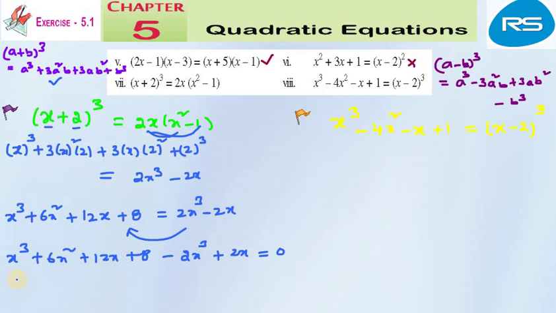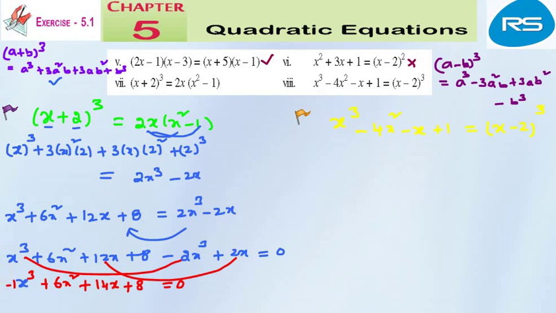Now we need to simplify. So what will you get? These are like terms. So 1 here and minus 2, what will you get? Minus 1x cube. And x square term you have only 1, so 6x square, and this is 12x and this is 2x. Total is how much? 14x, and the constant is 8, that is equal to 0.